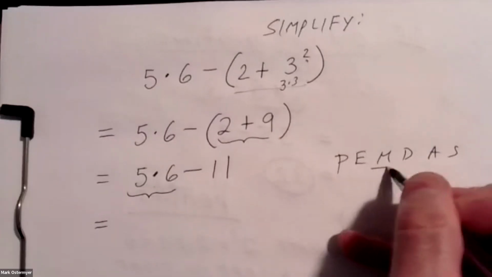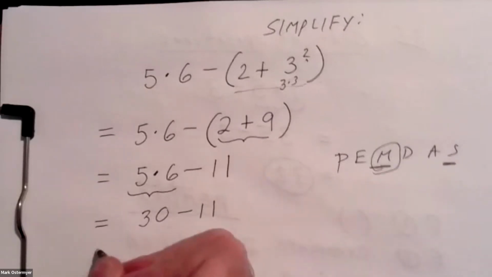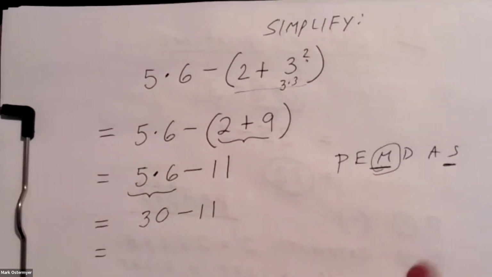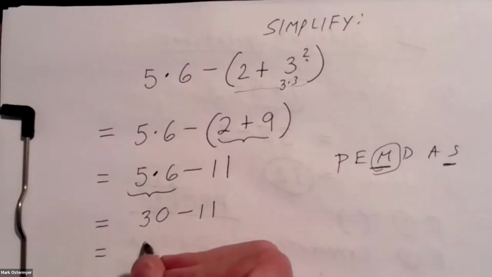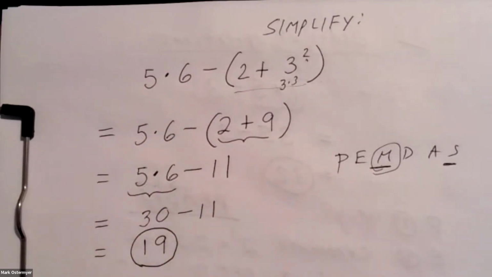Multiply. Use My Dear Aunt Sally. Multiplication is above what? Subtraction. Do you agree? Yes. We have to multiply next. 5 times 6 is what? 30. And what's 30 minus 11 now? That should give us our answer. 30 minus 11 is, I believe, 19. And we would get our answer right there. Everybody see how we did that?